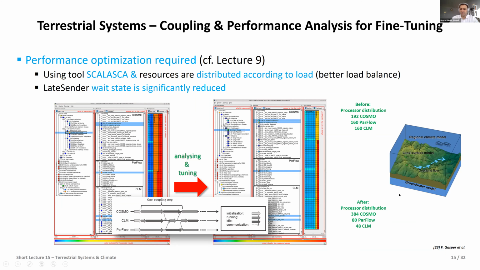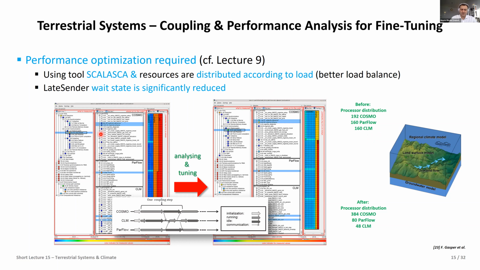And in fact, when you do this now and analyze this, as you can imagine, this is already a very tough code representation. You see here Scalasca, what you already know from the performance analysis perspective. Here we see now that we essentially have 3 codes, right? We have the COSMO code, the ParFlow code, the CLM code, and you really need Scalasca for this. Another idea of what we conceptually learned is represented here, because before you had a processor distribution of 192 cores for COSMO, 160 for ParFlow, and 160 for CLM, but it was not working well.